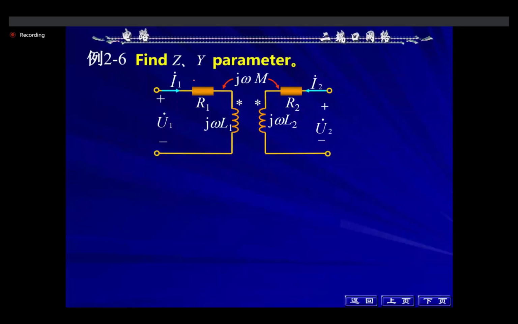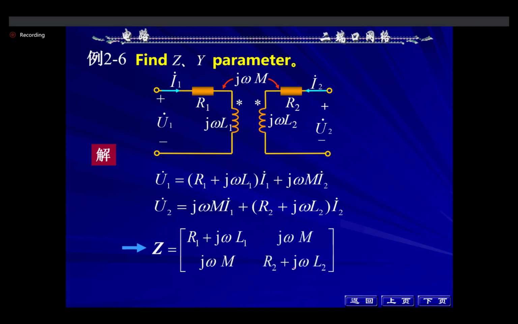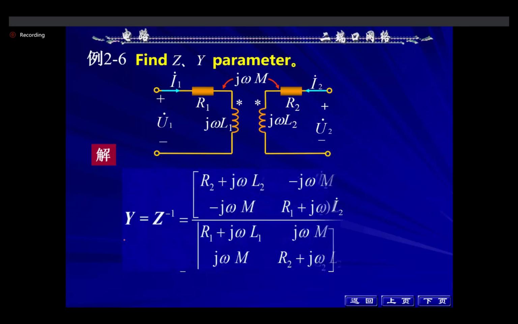For this circuit, find the Z and Y parameters. U1 is (R1 plus jωL1) I1 plus jωM I2, and similarly the U2 expression. So the Z parameter will be simple. But for the Y parameter, it will be difficult to calculate. We can get the Y parameter from the Z inverse. Y is Z inverse, so it's complicated.